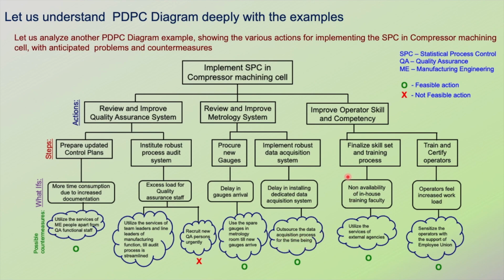Similarly, for the step of finalizing skill set and training process, the possible problem is non-availability of in-house training faculty. So what could be the possible countermeasure? Utilize the services of external agencies. Similarly, for training and certifying operator step, the possible problem could be operators feel increased workload. So what could be the countermeasure which is feasible? Sensitize the operators with the support of employee union.